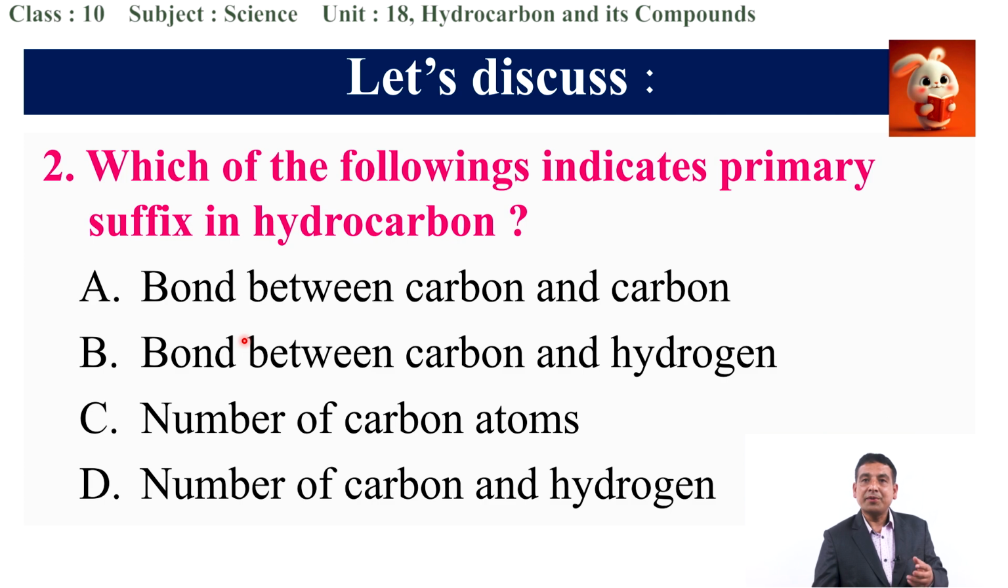Primary suffix is the suffix which represents the nature of the bond or the number of bonds between carbon and carbon. We have already discussed this. So, out of these 4 options, which is related to this? Bond between carbon and carbon, bond between carbon and hydrogen, number of carbon atoms, number of carbon and hydrogen atoms. Which one of the 4 options is correct? Yes, the first one, because the primary suffix represents the bond between carbon and carbon atoms.